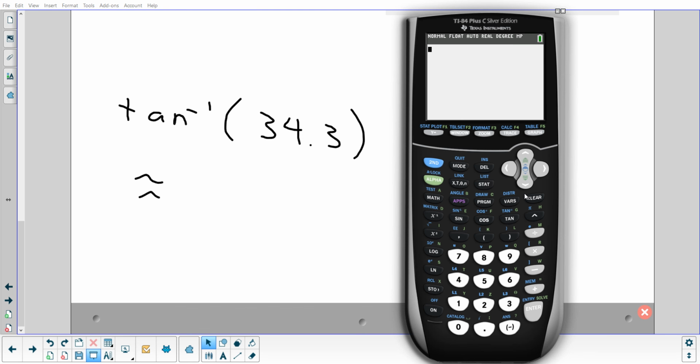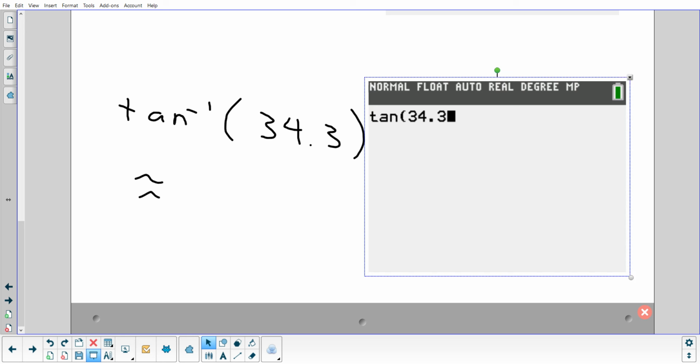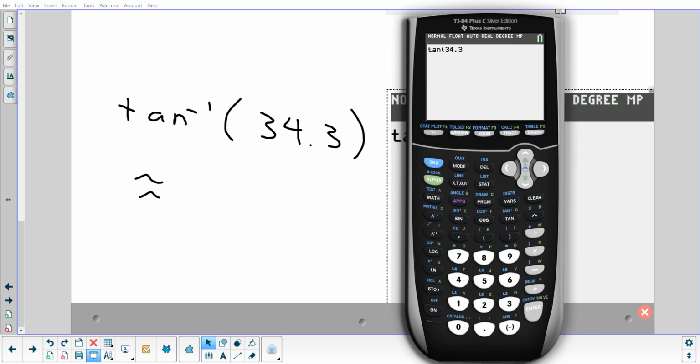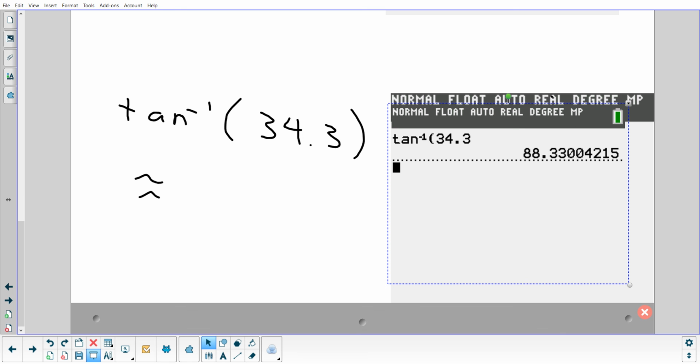You put in tangent, and then you type in the 34.3. Like that? Yes. Do you see anything different about what I typed in than the problem? Oh, you have to put the negative one, the square root or whatever, -1. Okay, how do I do that? You have to do the tangent, then second. Well, do the second first. Oh, you do the second. So we're going to do the second first, and then the tangent, and now type it. Okay. So if you're looking for an answer in degrees, it's 88.33.